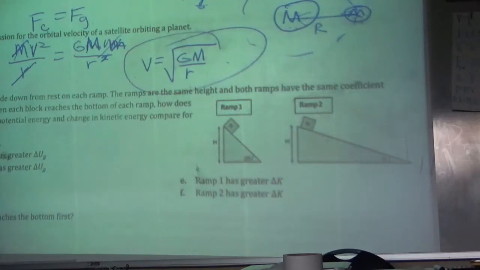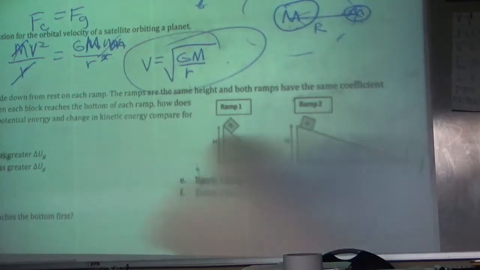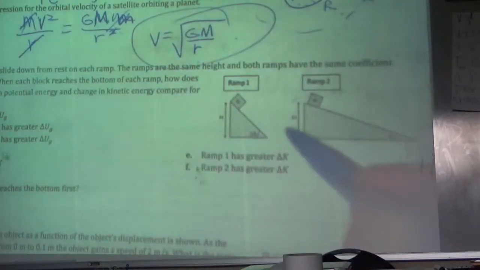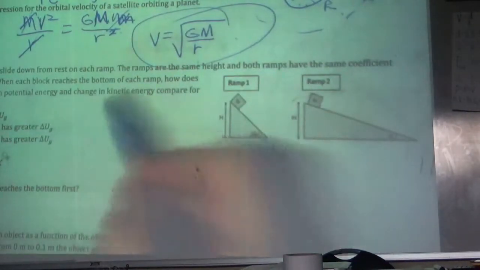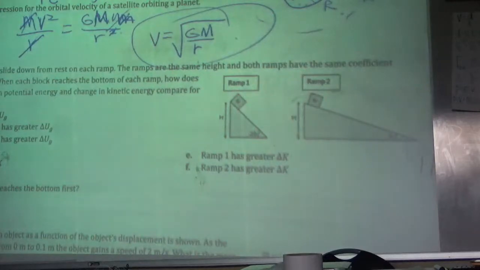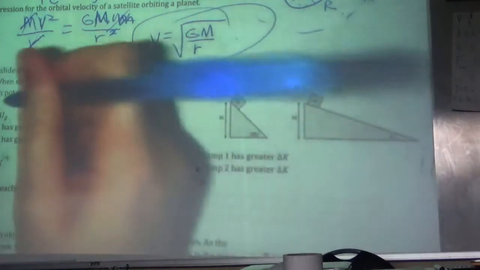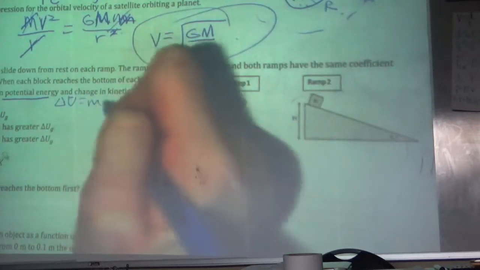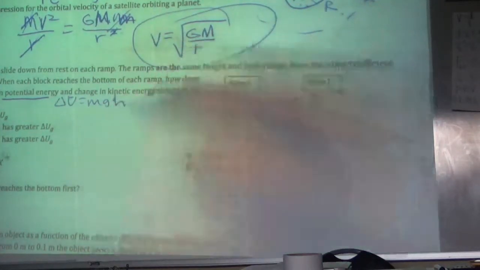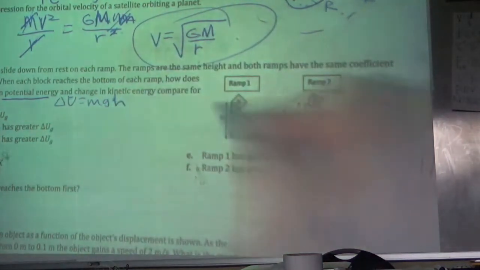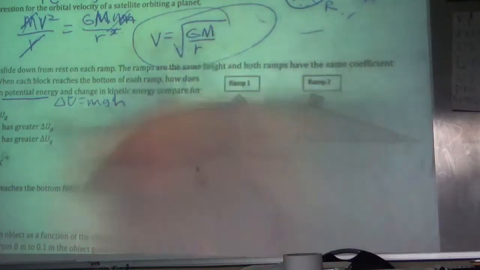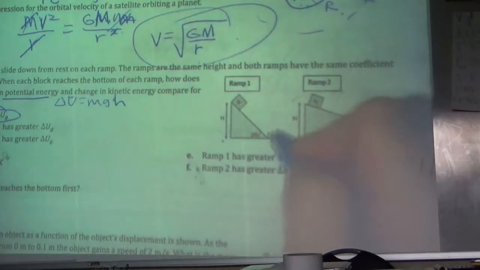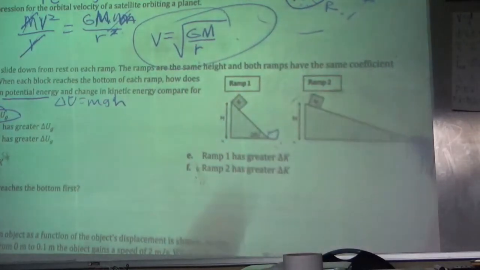Both blocks slide from rest on each ramp. The ramps are the exact same height, and they have the same coefficient of friction. When each block reaches the bottom, how does the change in potential and change in kinetic compare for each ramp? So think about change in potential energy, it's just mg delta y, or the height. They have the same mass and they have the same height, so they should have the same change in potential energy. Now change in kinetic, well, it starts from rest and then the velocity at the end.